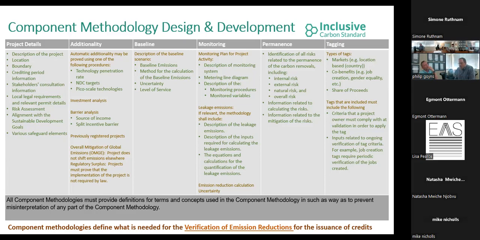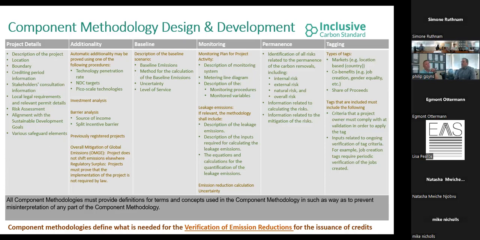The additionality component methodology, this is really providing a means to prove additionality. This can include the calculations that may be required for that. And then there's certain examples that we provide here for how one could develop your additionality component methodology. So you can use an investment analysis, you can use a barrier analysis, and you can also look at other methodologies that are available or that you want to develop within the ICS.